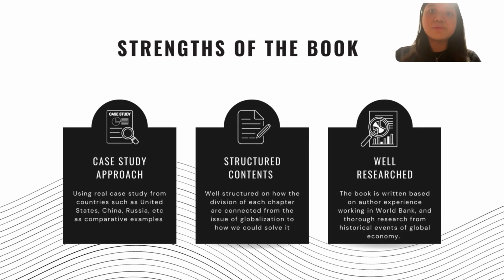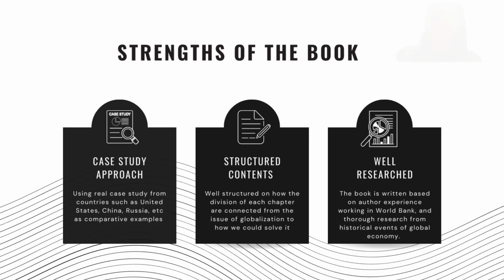There are three strengths of the book. First, case study approach. The author mentioned a few cases that can be used for comparison, whether in the old version of the book or the newest version during the Trump era, that help the reader to understand and give more flexibility for the readers to learn and explore more towards the related topics. Second, structured content. The book is well structured in how the division of each chapter is connected, from the issue of globalization to how we could solve it by prioritizing the most important factors to consider. And third, well researched. The book is written based on the author's experience working in the World Bank and through research from historical events of the global economy.